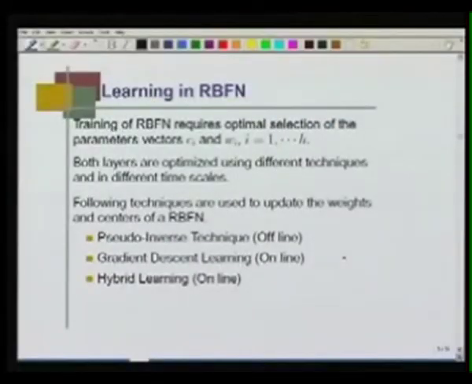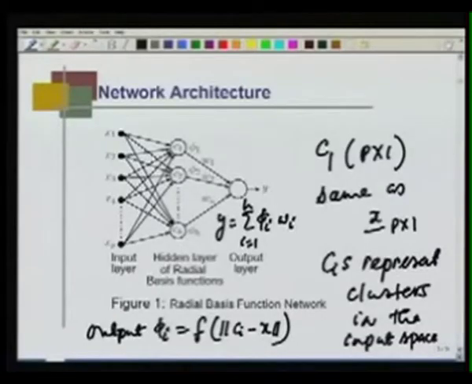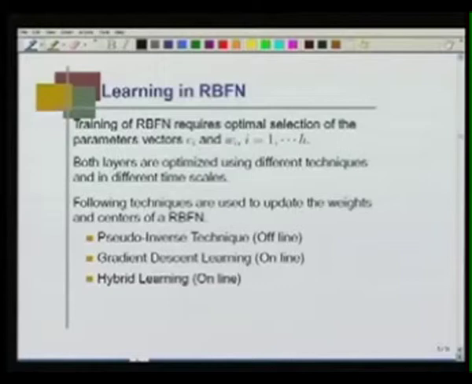So then what we have in a radial basis function network, the parameters are C1, C2 up to CH. These are all centers, and W1, W2 up to Wn, these are weights. Okay. The weights are in the output layer and the centers are in the hidden layer. So the training of RBFN requires optimal selection of parameter vectors C and W, weight vector.